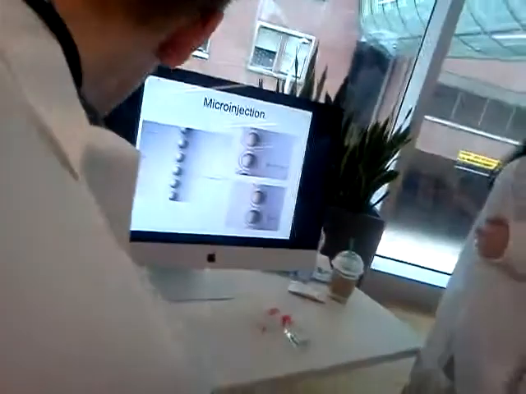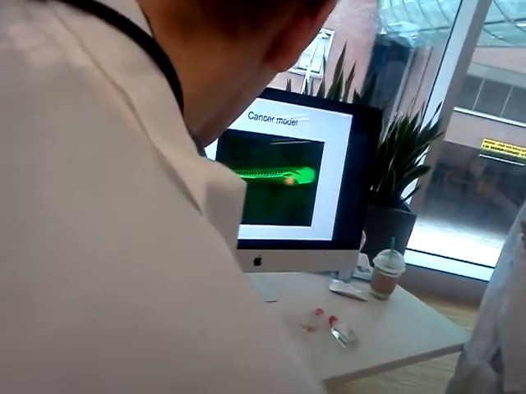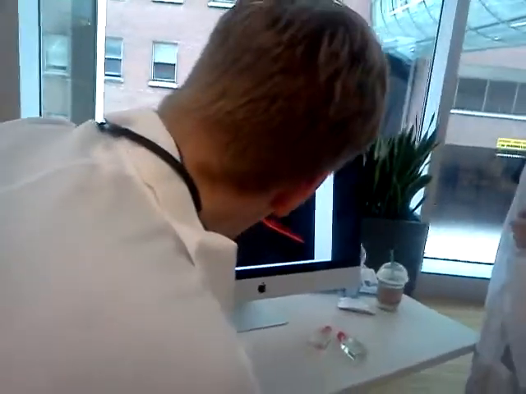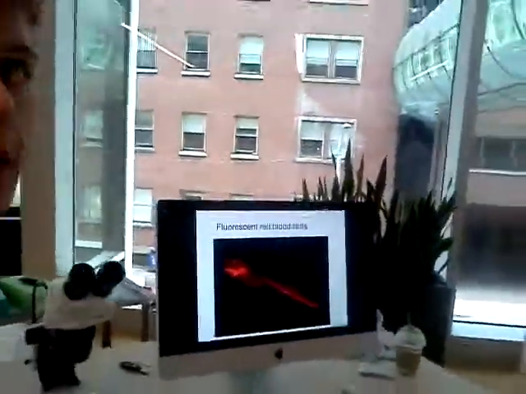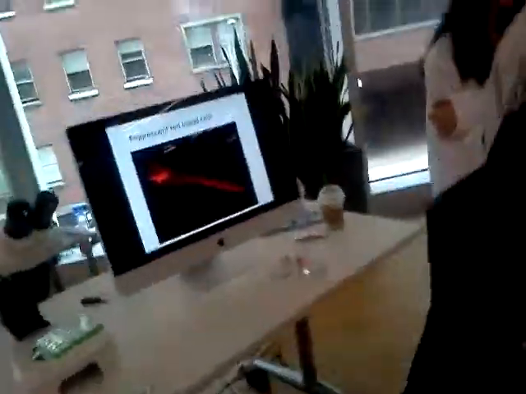This is what it looks like. This is a micro-injection needle, and you can take cancer cells and inject them into the heart, or into some of the other blood vessels. In any case, that's how you get the cancer into the metastases.